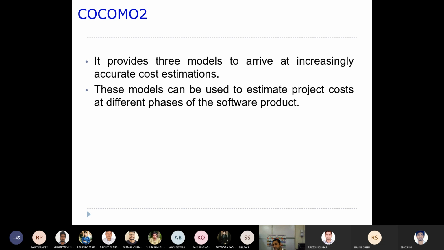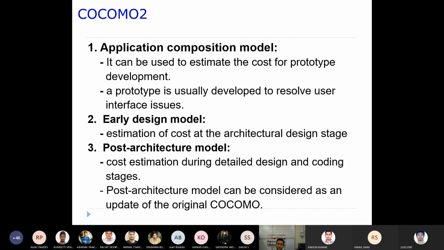That is what differs from basic COCOMO and complete COCOMO. Here we try to give models for different phases. We are trying to consider as many phases as possible, as well as graphical things. So it considers three phases, as I told you, with three different models. One is the application composition model, the second is the early design model, and the third is the post-architecture model.